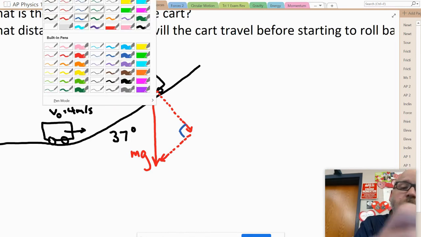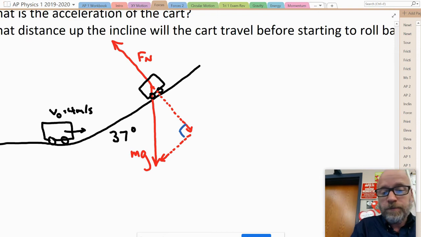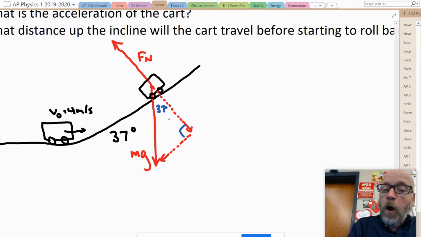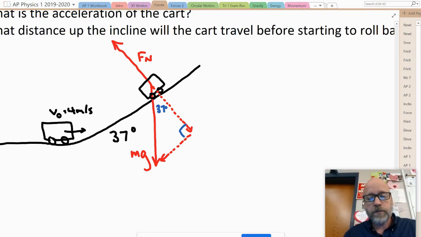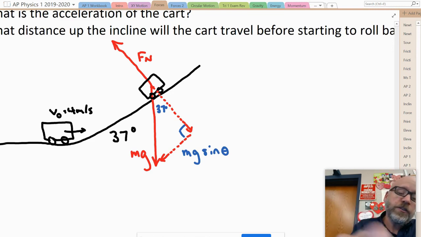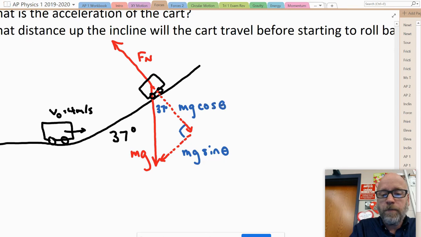And because the angle of the incline is 37 degrees, this angle up here in this triangle is also 37 degrees. So the component that is opposite the angle, I'm going to use the trig function sine. So that becomes mg times the sine of theta. The component that is adjacent to the angle right there is going to be mg cosine of theta.